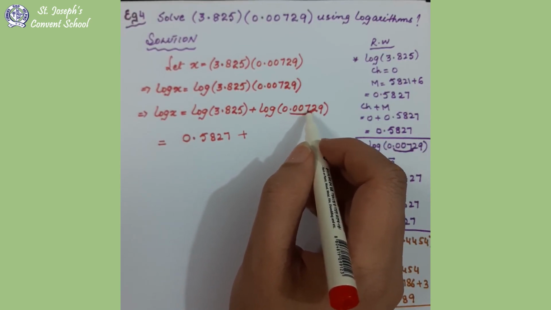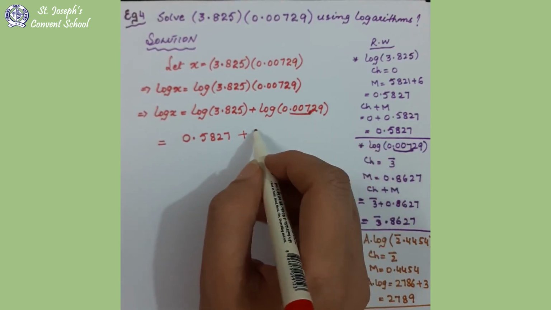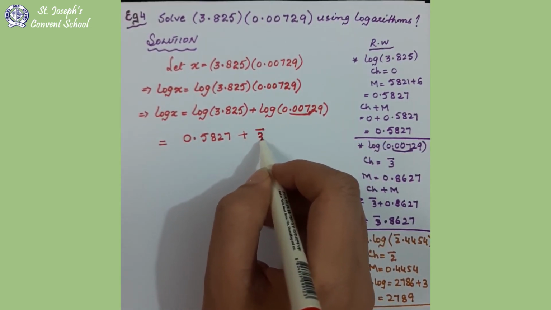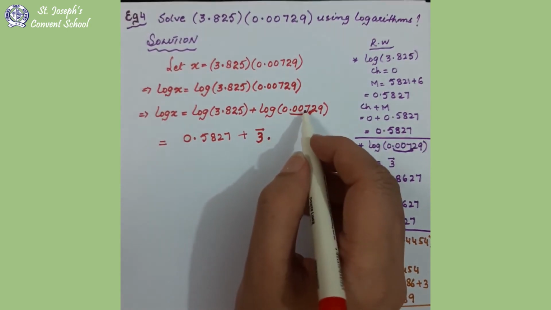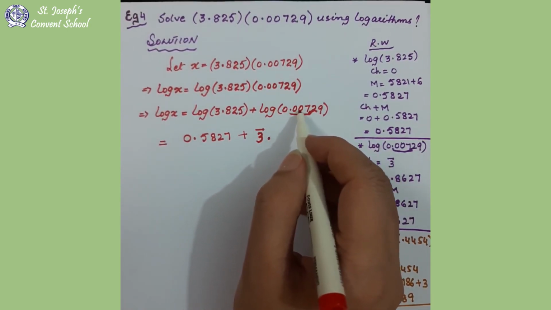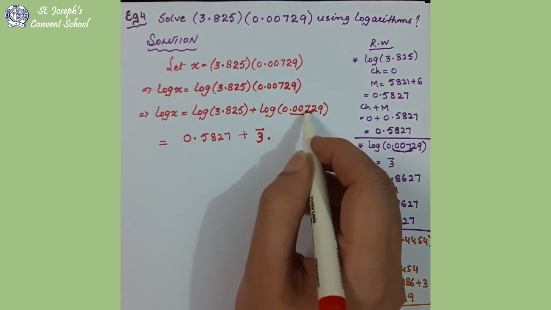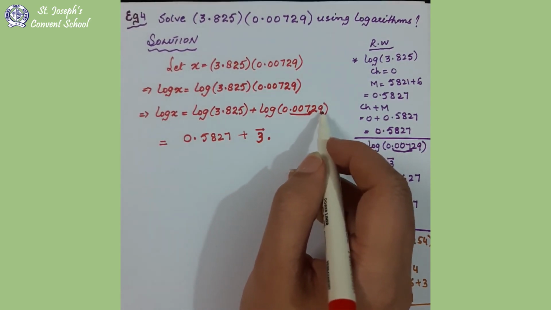So 1 2 3 minus 3 means bar 3. Characteristic is bar 3 point. Now you will check this in the table. There are no zeros in the log table, so we'll start with this 72, column 9.